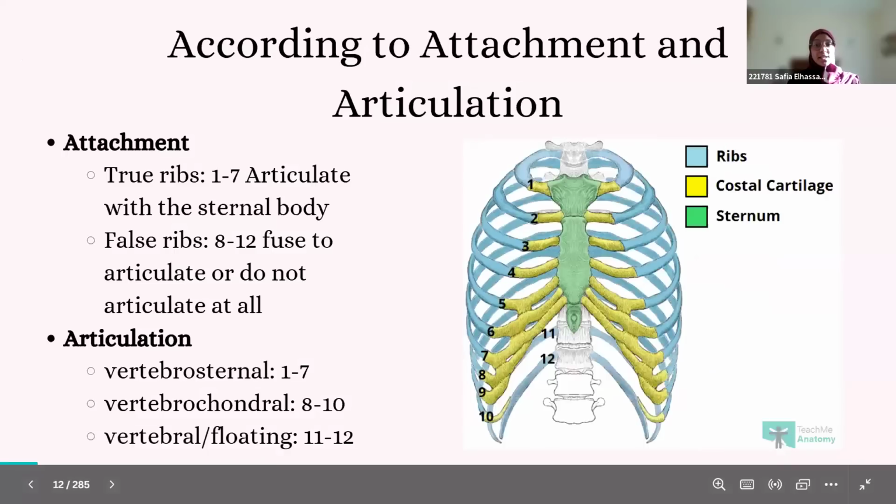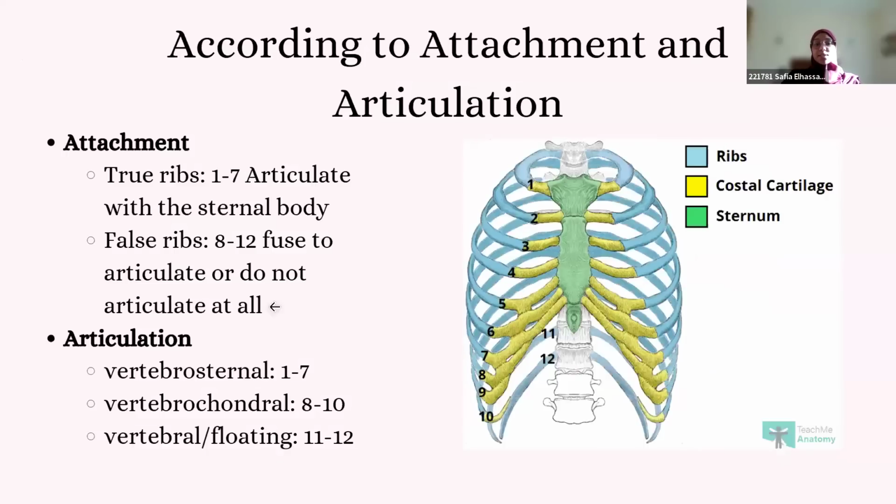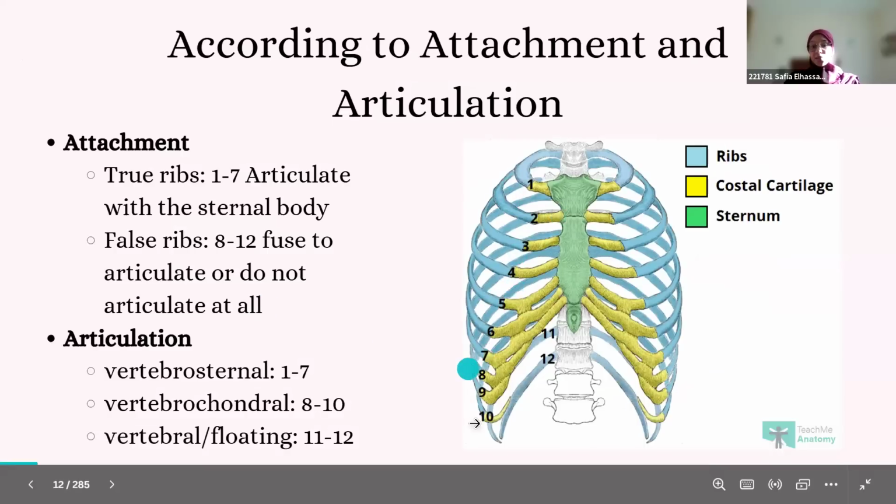Now let's talk about attachment and articulation. So what does attachment mean? It just means if it's attached to the sternum or if it's not. So true ribs are the ones that attach, and false ribs are the ones that don't attach. True ribs are 1 to 7. As you can see here, they attach to the sternum. And the false ribs, which are from 8 to 12, they do not attach to the sternum.